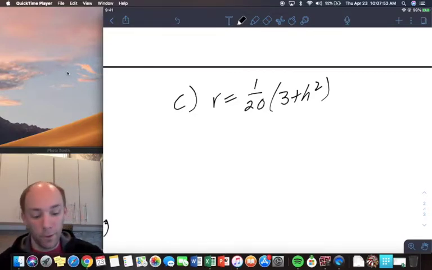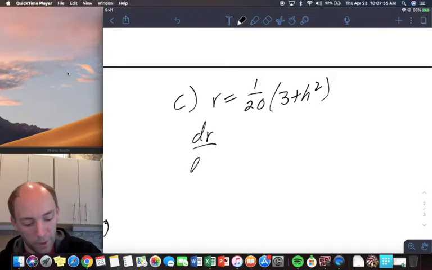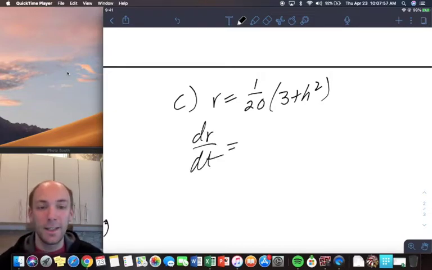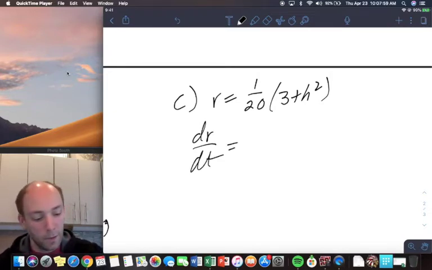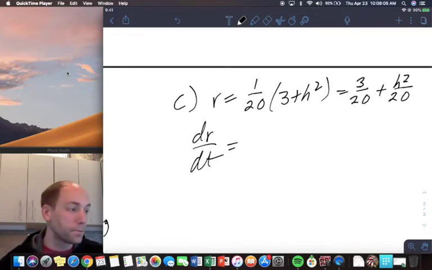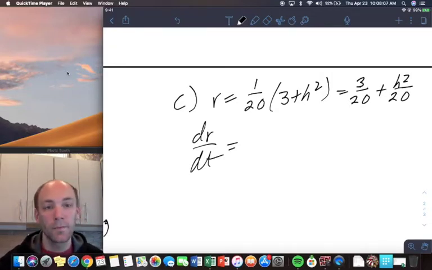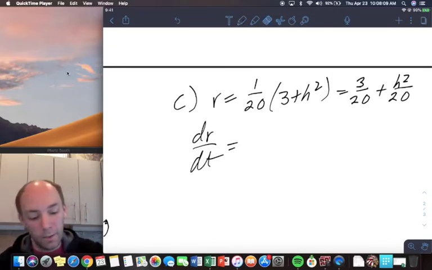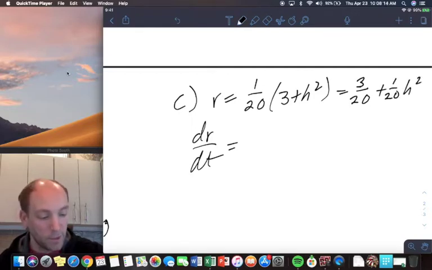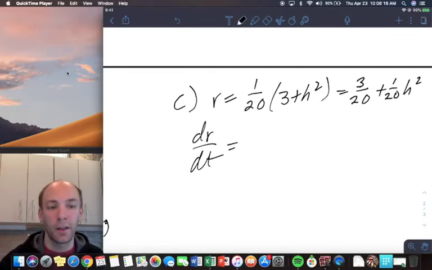Radius is 1/20 times (3 plus h squared). Then let's take a derivative and see what we get. dr/dt equals, this is equivalent to, 3 over 20 plus h squared over 20. It might help to keep it as 1/20 times h squared, so you can see that 1/20 is a number out in front.